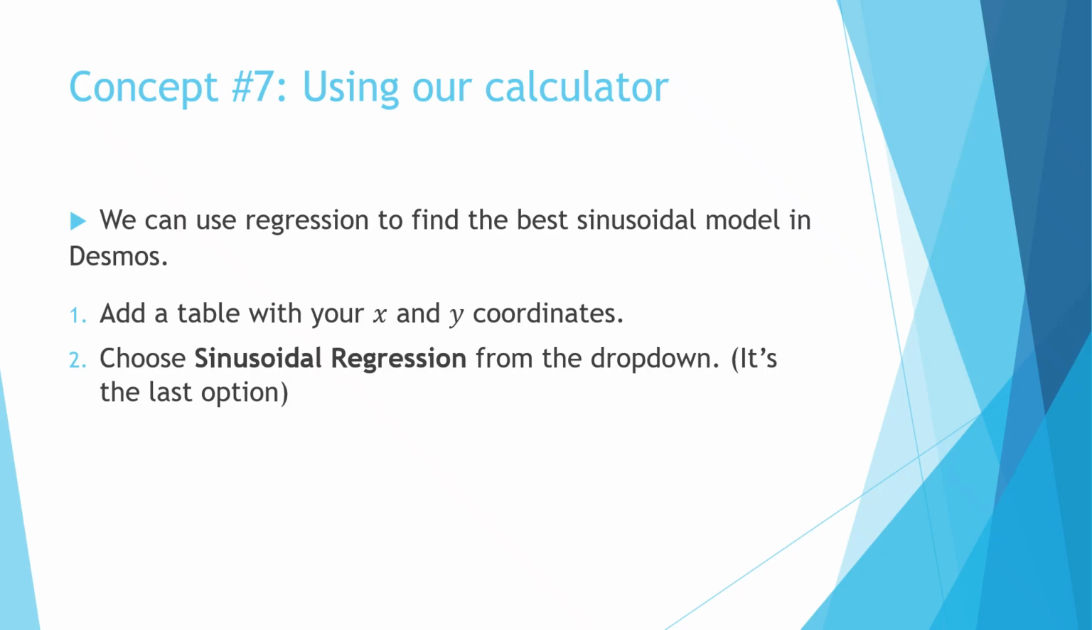You'll never need to do this on the graphing calculator part of the short answer section, but you may be asked to find one or two sinusoidal models using Desmos in the multiple choice section. So it's pretty easy. It's what we've always done. First, you're going to add a table in the top left corner. And then you're going to choose sinusoidal option or regression from the drop down. It is the very last option, so just be aware of that.